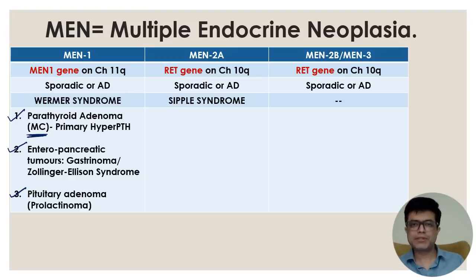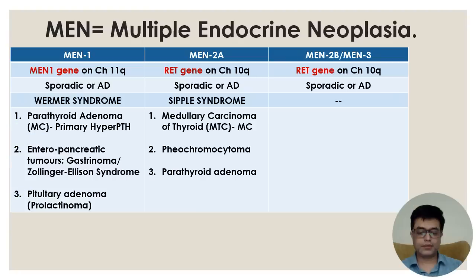So from an exam perspective, don't go into unnecessary details if they are not relevant for the type of questions which are asked. So Werner syndrome, MEN1, these are the 3 manifestations. What about MEN2A? Let us then see what is the manifestation happening in a MEN2A patient. So a MEN2A patient will be having development of medullary carcinoma of thyroid, which is the most common manifestation.